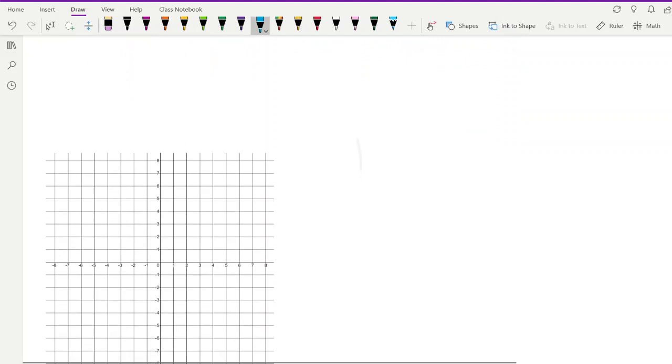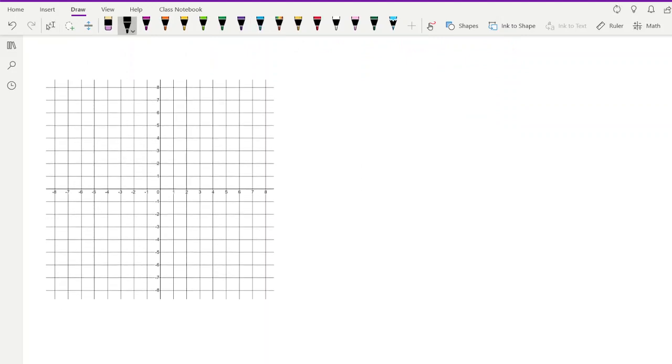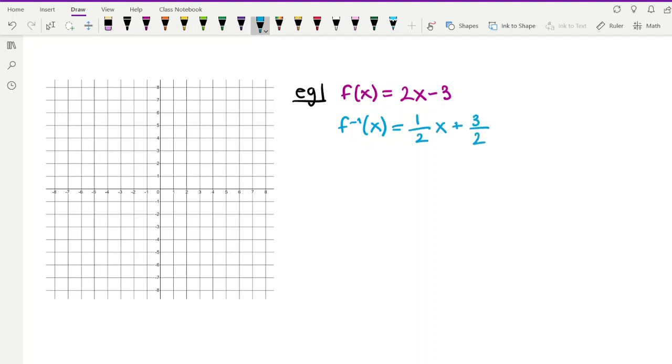Let's look at another one. So this one, we're going to look at f of x is equal to 2x minus 3. And so the inverse of that one came out to be 1/2 x plus 3/2. So remember, we had it written a little differently at first, but then we rewrote it like this in order to be able to graph it. So 2x minus 3, that's a line with a slope of 2 and a y-intercept of -3. So I'm going to go ahead and sketch that.